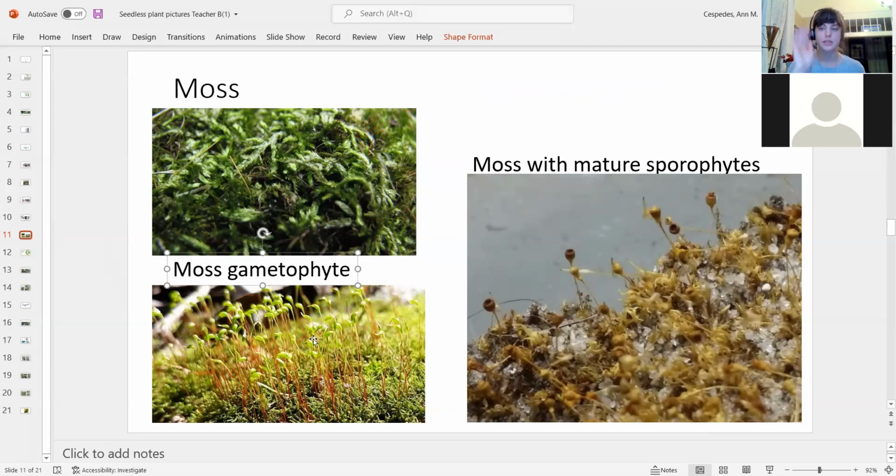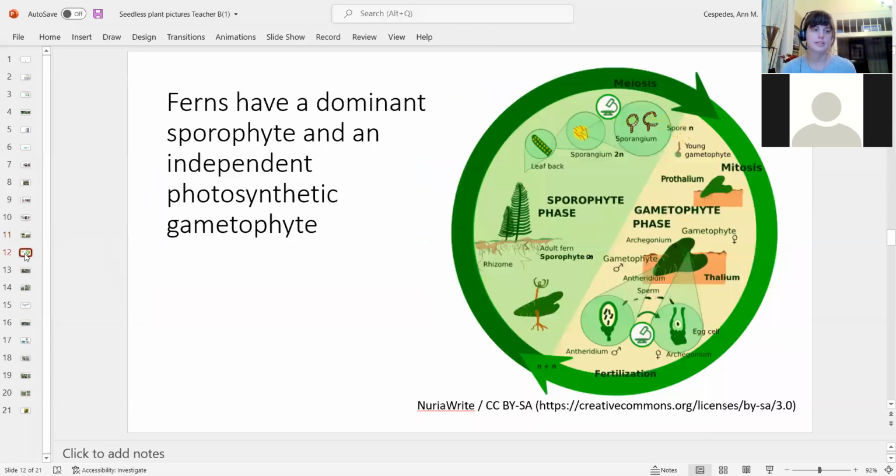So just be sure that you know that the stalk things, those are the sporophytes. Okay, moving into ferns, we have a more dominant sporophyte phase. So these are your ferns. This is a regular mature fern that you're used to seeing. These are what you see around.